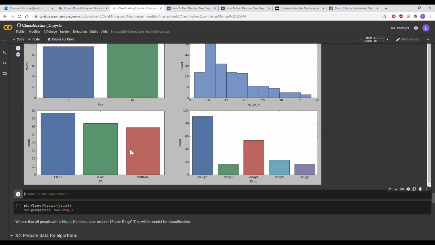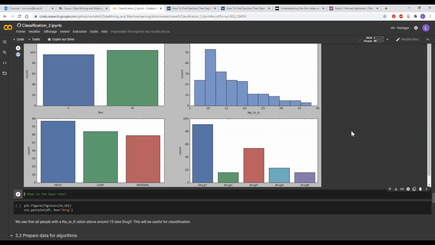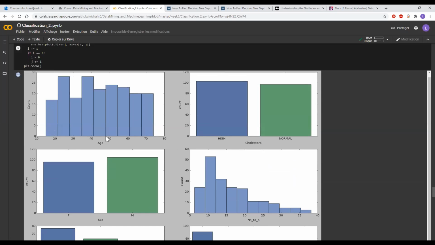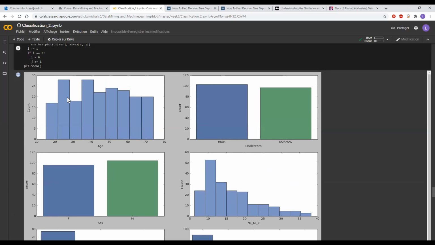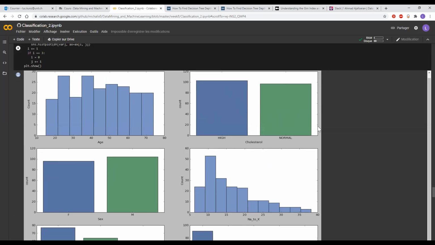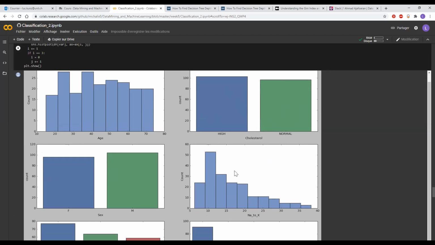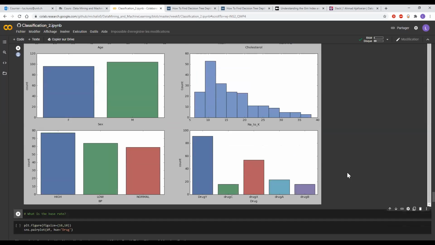For instance, we have this one here and this one here. Okay, so we can see the age ranges from 15 to 74, cholesterol high and normal around 100 per class, sex around 100 and 100 also equally in the sample, the sodium to potassium ratio, and also the blood pressure, and what we want to predict, the drug class, with a lot of instances in the Y class.